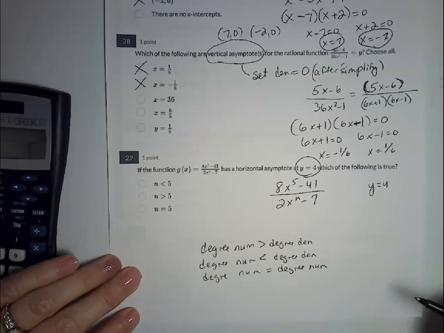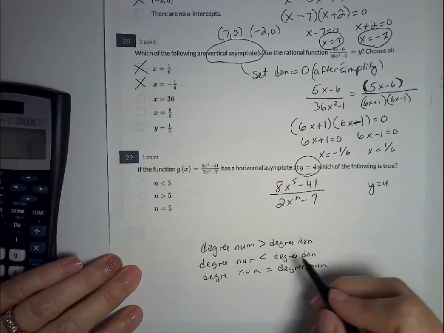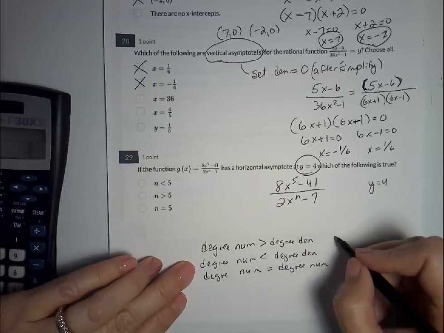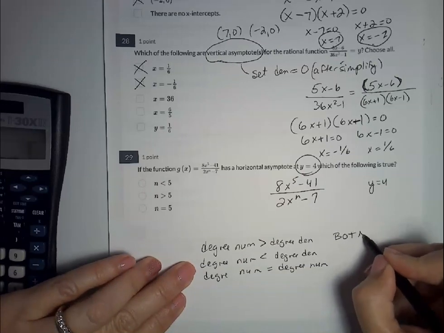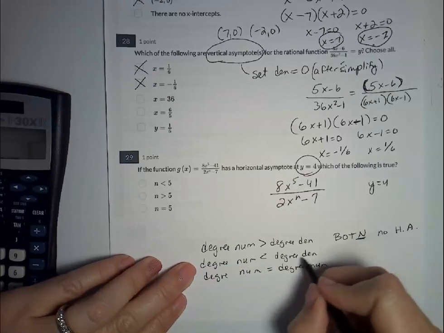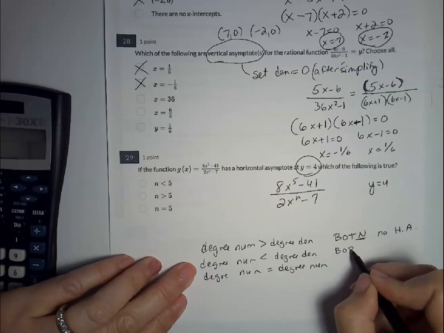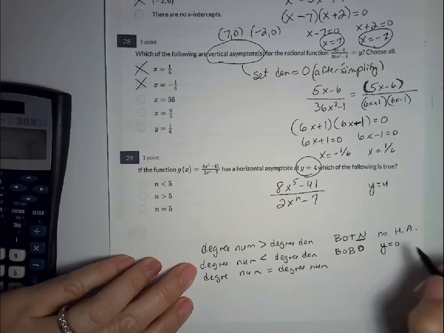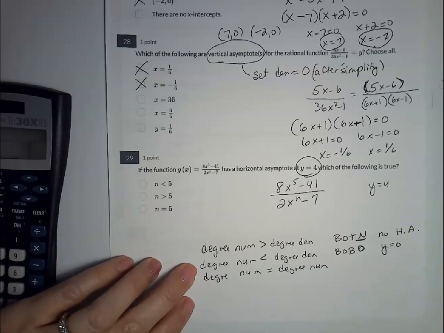So I'm just going to build this really quickly. I told you the mnemonic device that I learned is bigger on top: there is no horizontal asymptote. Bigger on bottom, BOBO: the horizontal asymptote is y equals 0. Now you can't just say 0. You have to say y equals 0.